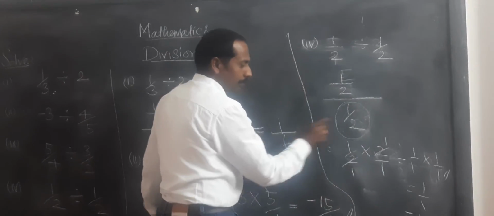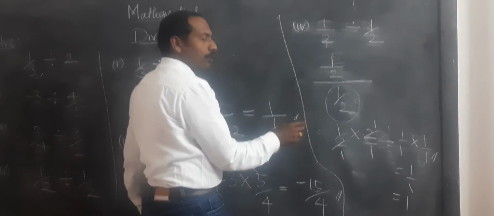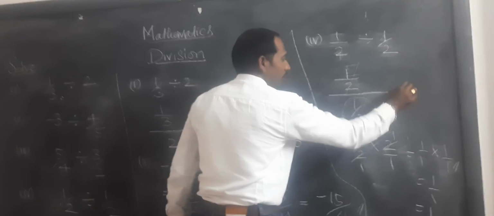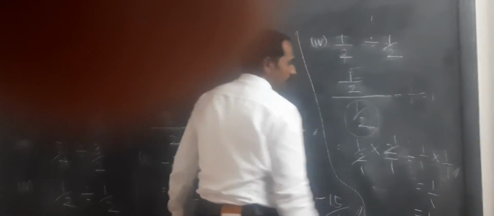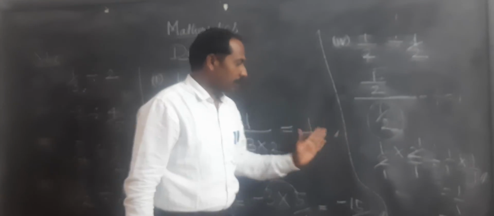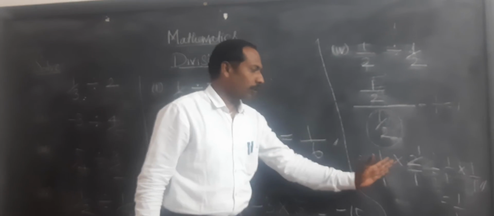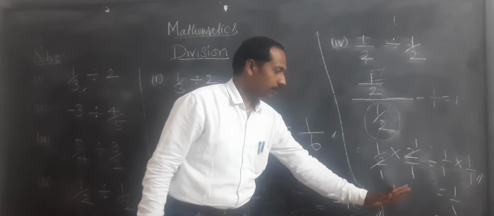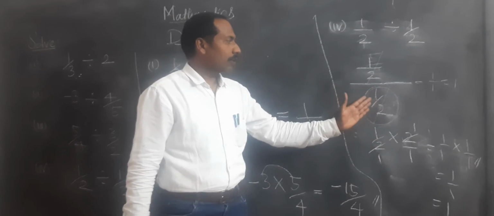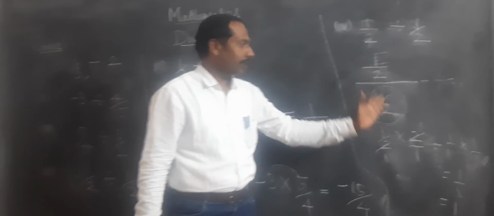This is the basic method, but if you know it well, you can simplify directly and divide. It will also be 1 divided by 1 equals 1. If you know it very well, then you can solve it directly. Otherwise, follow the basic procedure and you will get the same answer. It is no issue, but you have to try to solve.